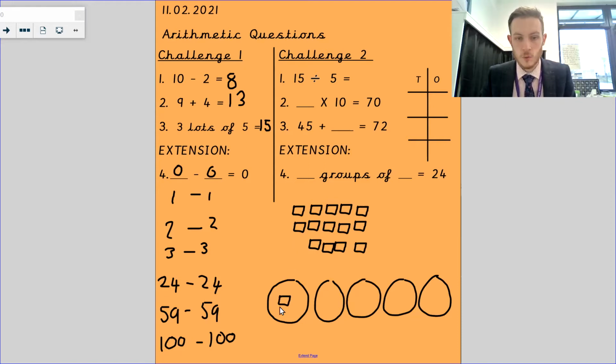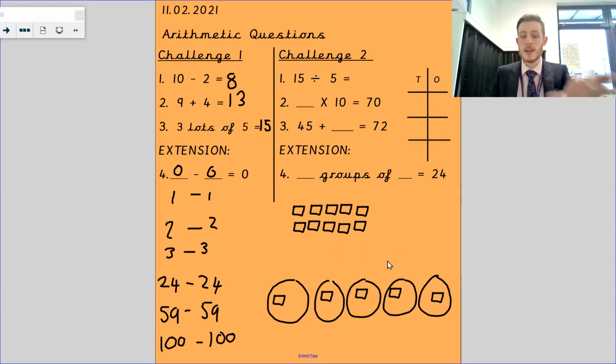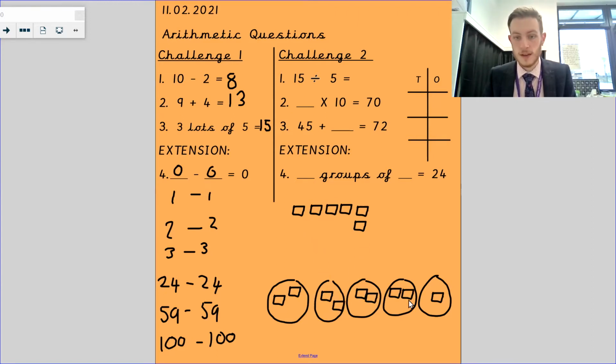I'm going to go 1 in that group, 1 in that group, 1 in that group, 1 in that group, 1 in that group. Perfect. I've made it so that each one has got 1. I've still got some left over, so I'm going to need to keep sharing. 1 in there, 1 in there, 1 in there, 1 in there, and 1 in there. Right. Yep, every single one's got 2.